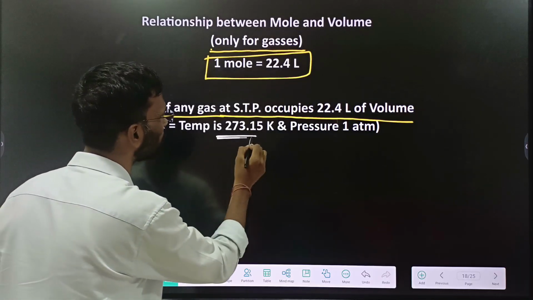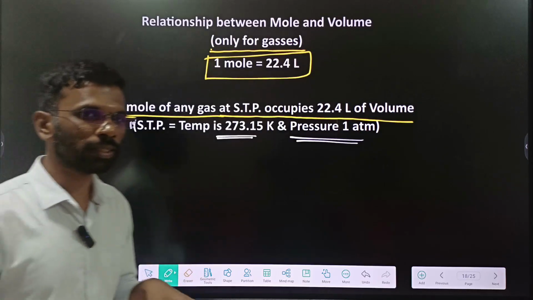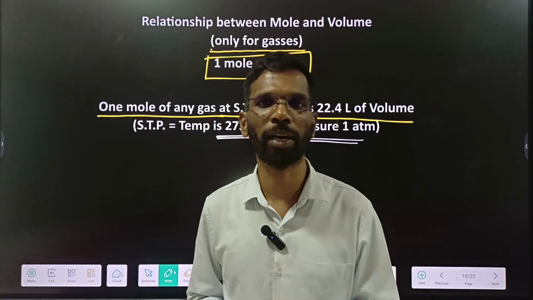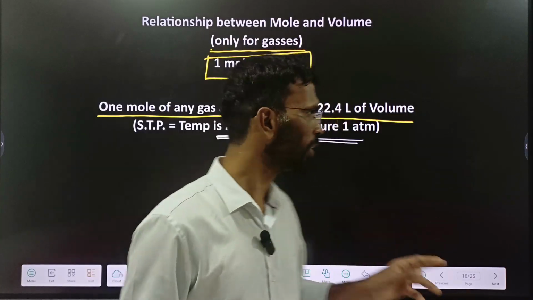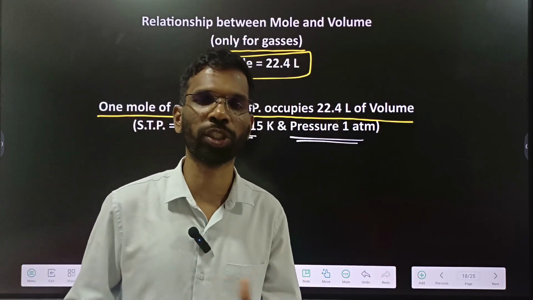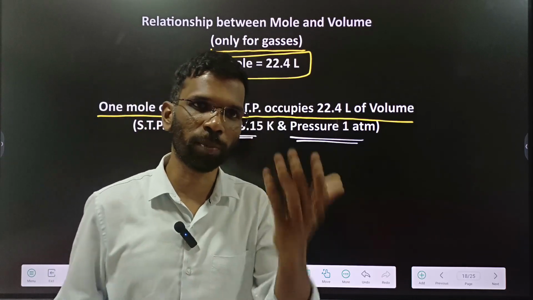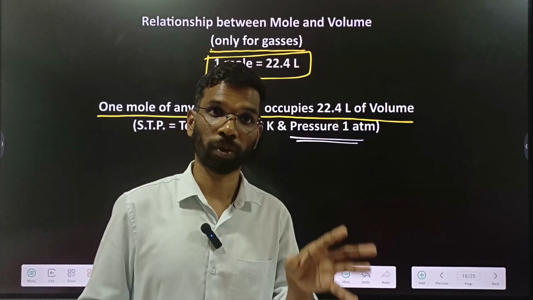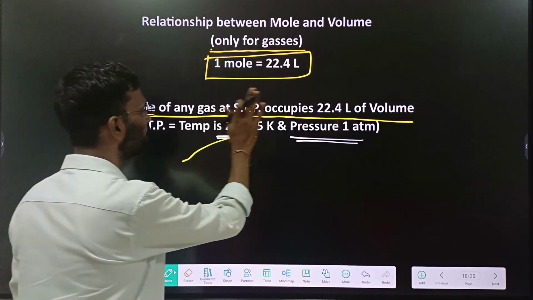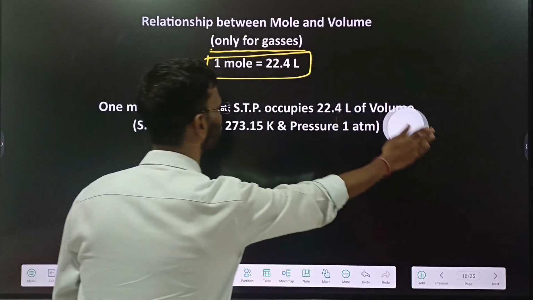The temperature is 273 Kelvin and the pressure is 1 atmosphere. The volume of the gas will be affected by the pressure as well as temperature. If you change the temperature of the gas, volume will change. If you change the pressure of the gas, the volume will again change. For that reason, this is very important. What is very important? STP.